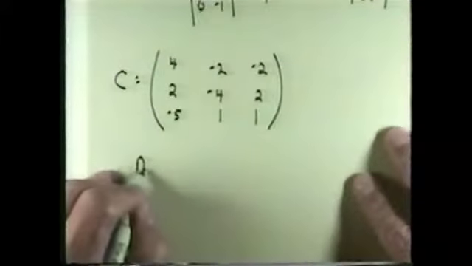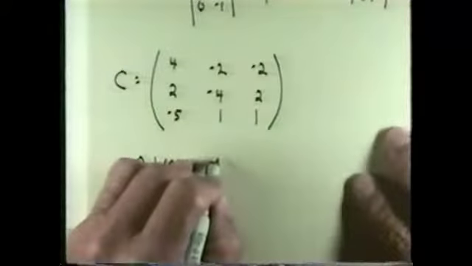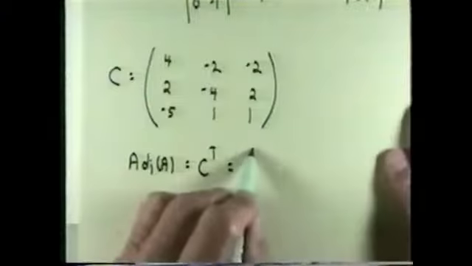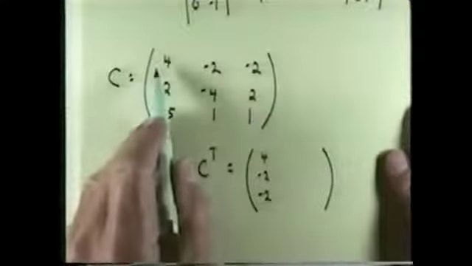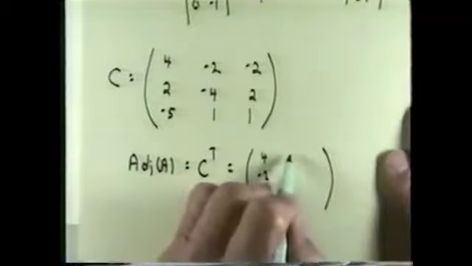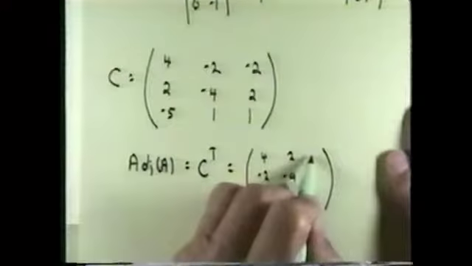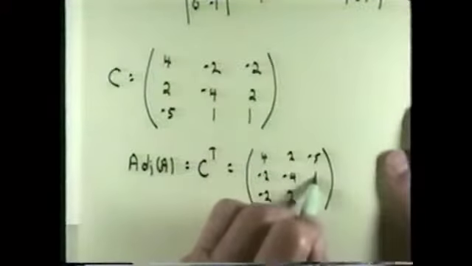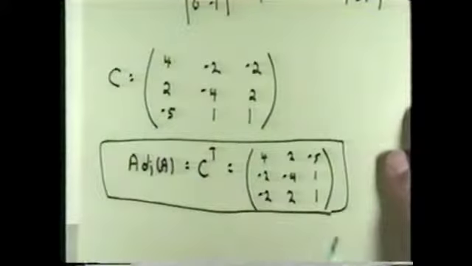So the adjoint of A is equal to C transpose, which will be C with the rows and columns interchanged. So it would be 4, negative 2, negative 2. Take the row, make it the first column. 2, negative 4, 2, negative 5, 1, 1. So here is the adjoint of A.